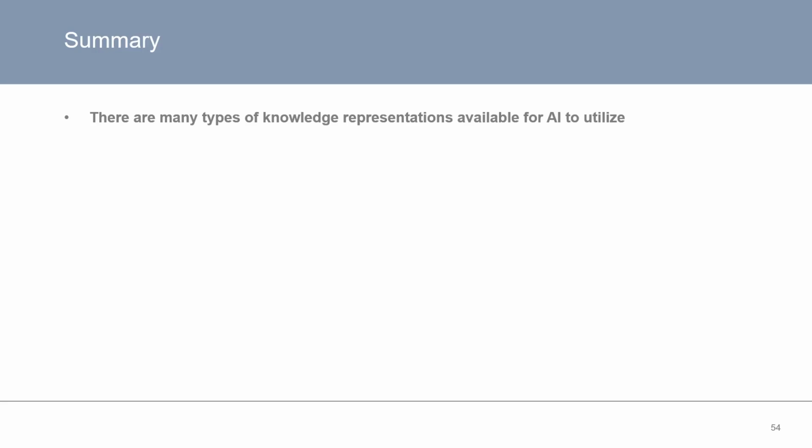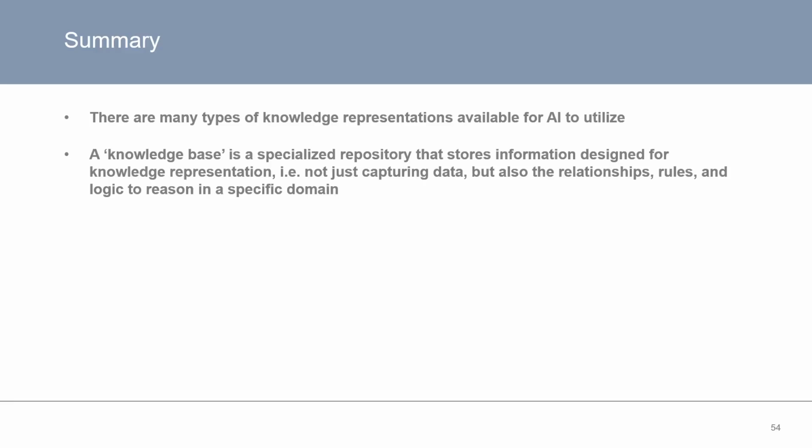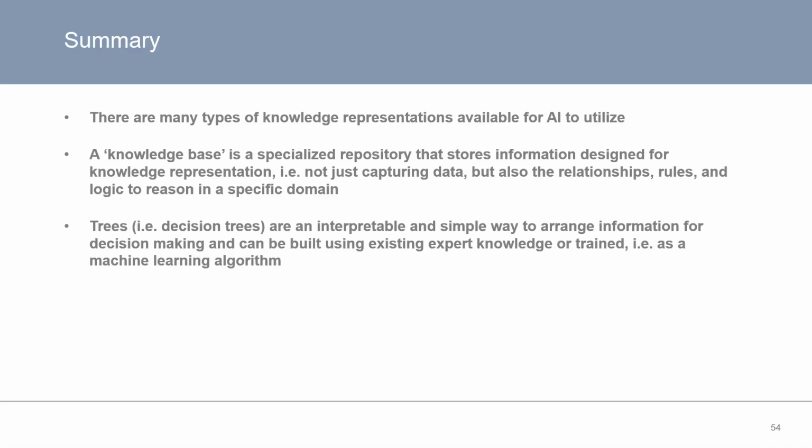Finally, to summarize this lecture, there are many types of knowledge representations available for artificial intelligence to utilize. A knowledge base is a specialized repository that stores information designed for knowledge representation. In other words, not just capturing data, but also the relationships, rules, and logic to reason in a specific domain. Trees, in other words, decision trees, offer an interpretable and simple way to arrange information for decision-making and can be built using existing expert knowledge or trained as a machine learning algorithm.